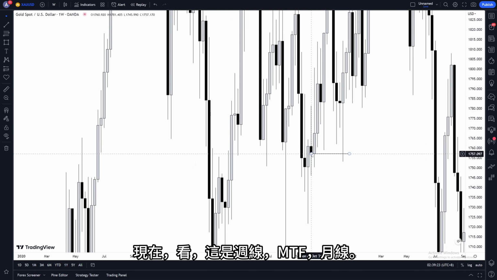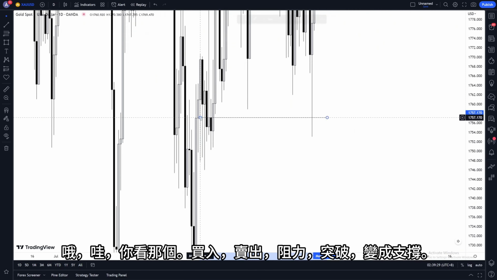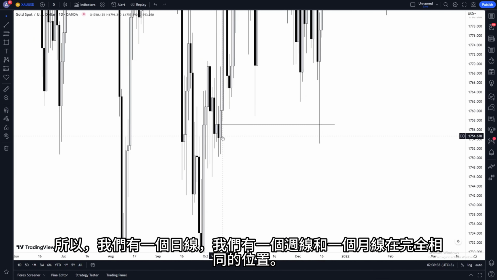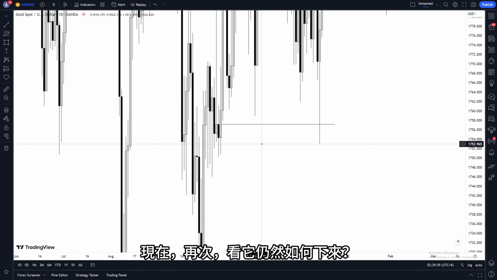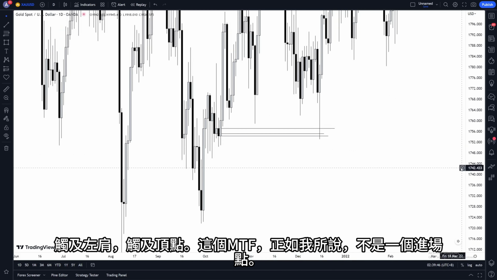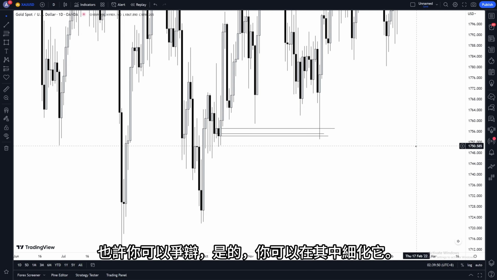Now look, this is weekly, MTF monthly. Let's go and see what's popping on the daily real quick, right? Oh wow, would you look at that? Buy, sell, resistance, break, becomes support. So we have a daily, a weekly, and a monthly in the exact same spot. Now again, see how it still came down, touched the left shoulder, touched the apex. This MTF, as I said, is not an entry point. MTF is an area to look for an entry. Perhaps you could argue, yes, you can refine it within there.